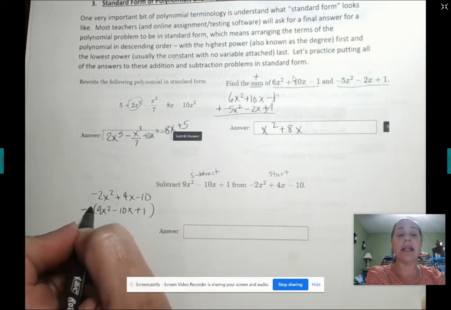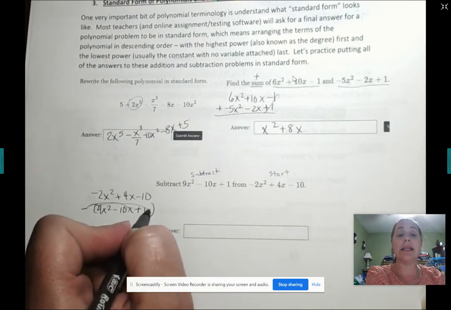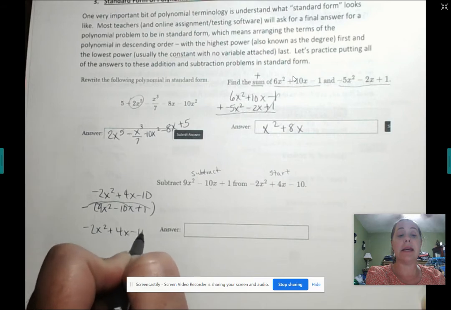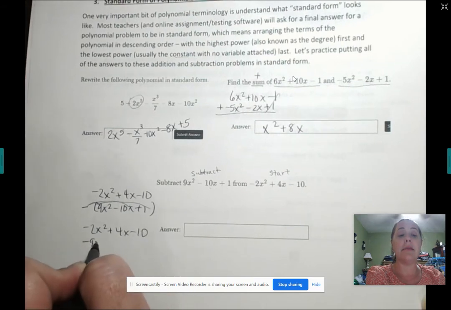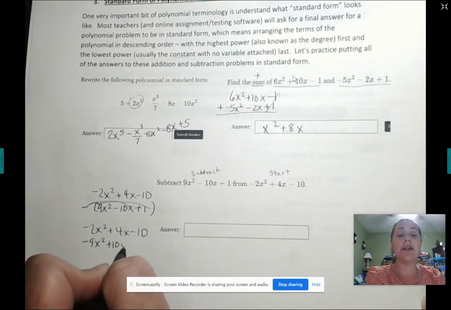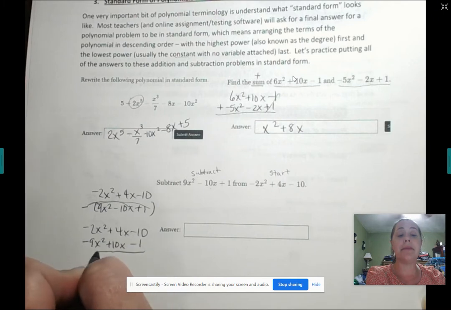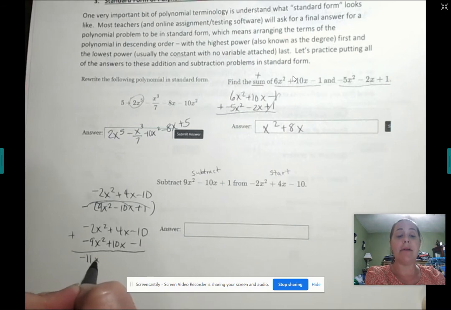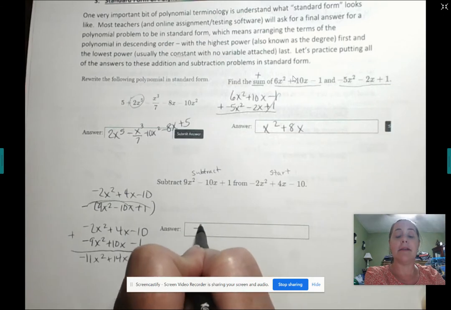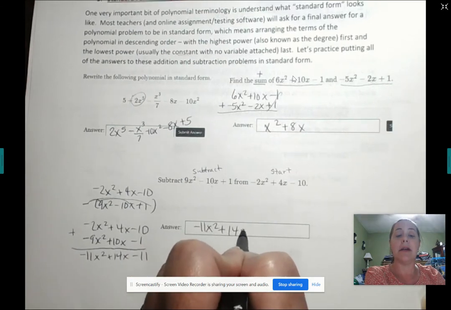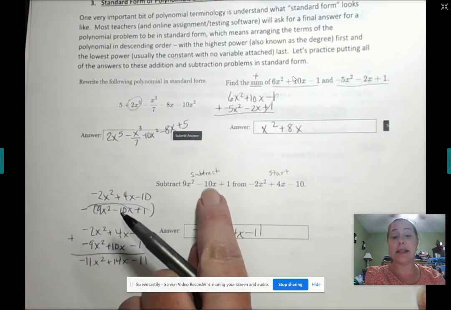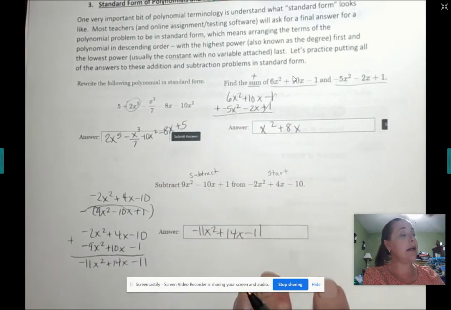what they wrote originally. Now, you need to distribute this minus sign to all of those things. So the top stays the same, but because it's subtraction, the bottom, those signs have to change. And so I can now combine these with addition. Once I've done that, that would be negative 11x squared, 14x, and minus 11. So that would be your answer for that one. So please read carefully. Just because it's a subtraction problem doesn't mean it's this minus this. You just need to read that.